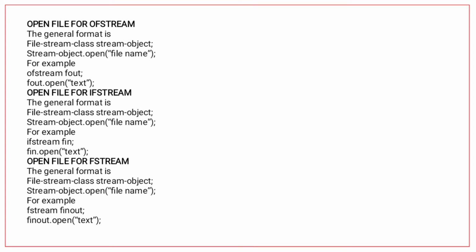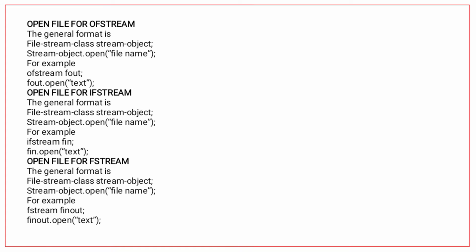Now how to use this ofstream, open file for ofstream? Now see the example, ofstream fout; fout.open("text"). Here file is used for writing only. Next, open file for ifstream. The general format is file stream class, stream object dot open, file name. See the example, ifstream fin; fin.open("text"). In this example, file is used for reading only.